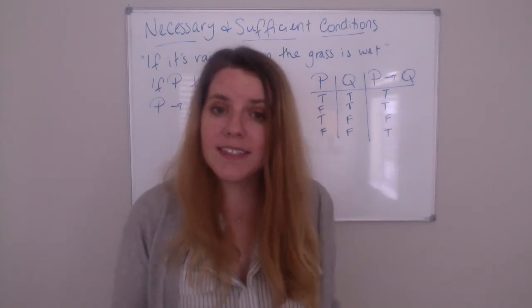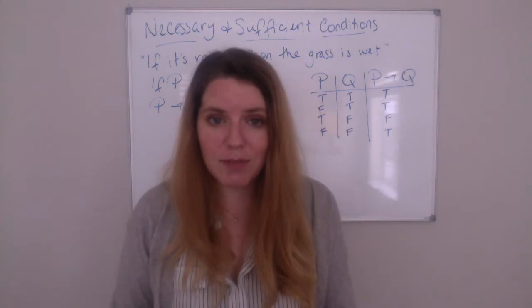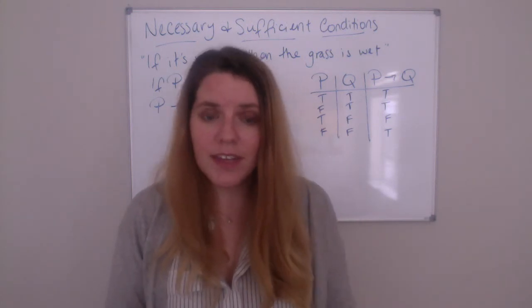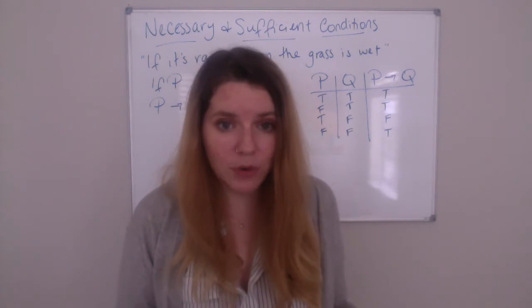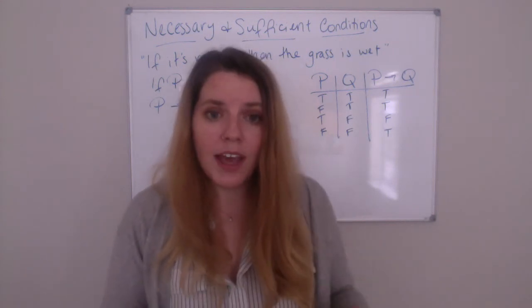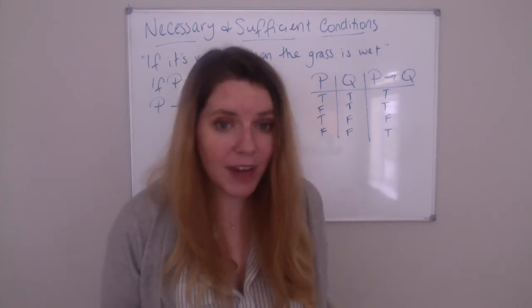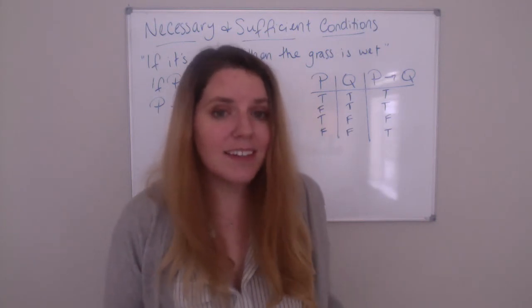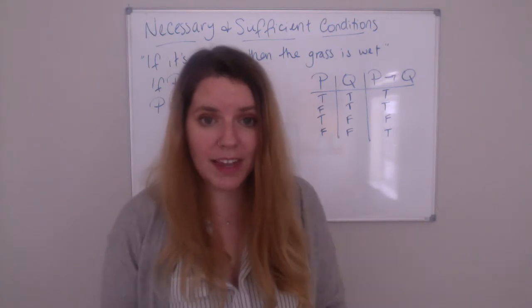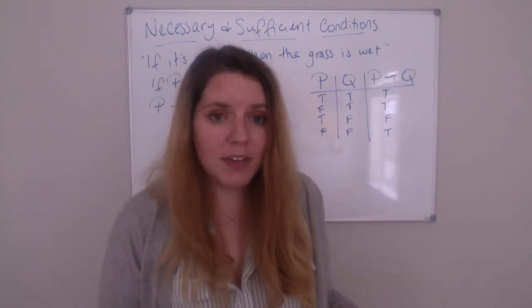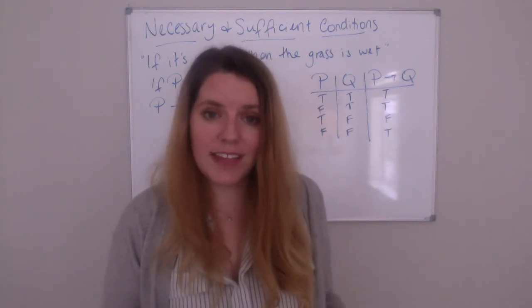Okay, what about a necessary condition? Well, necessary conditions, despite the name and what you might think intuitively, actually don't guarantee what they're a condition for. So the grass being wet is a necessary condition for rain because it is necessarily the case that the grass will be wet when it rains. However, the grass being wet doesn't guarantee rain. Right? There's a lot of different reasons that the grass could be wet.